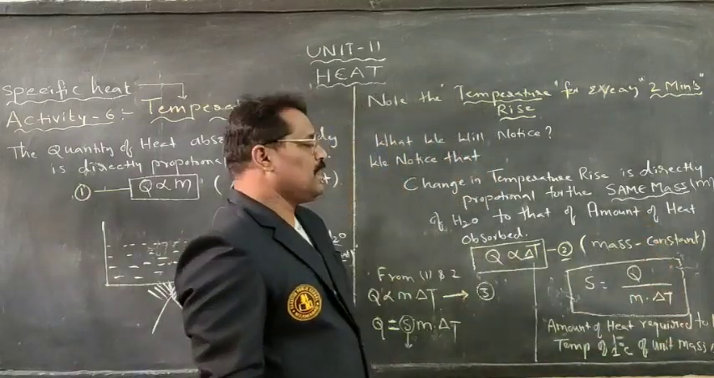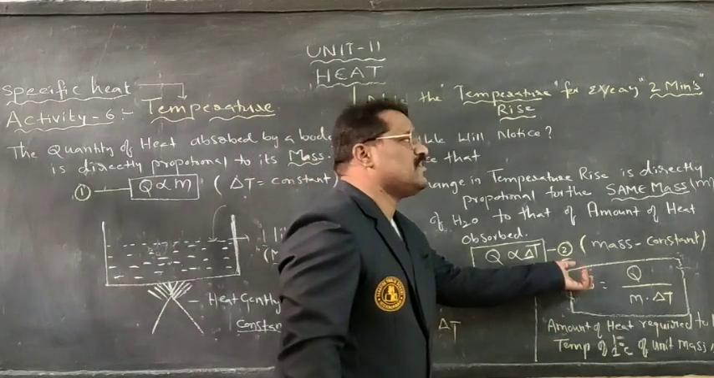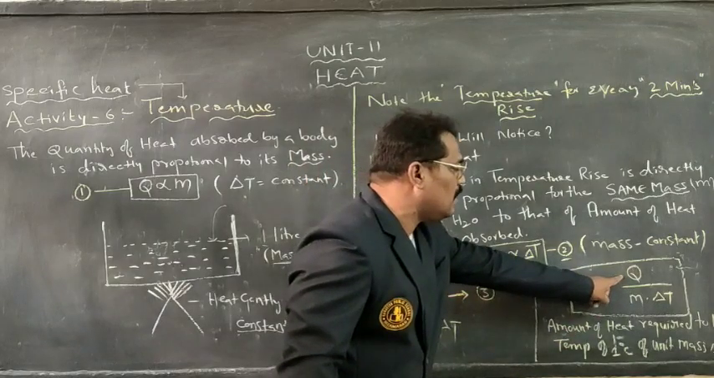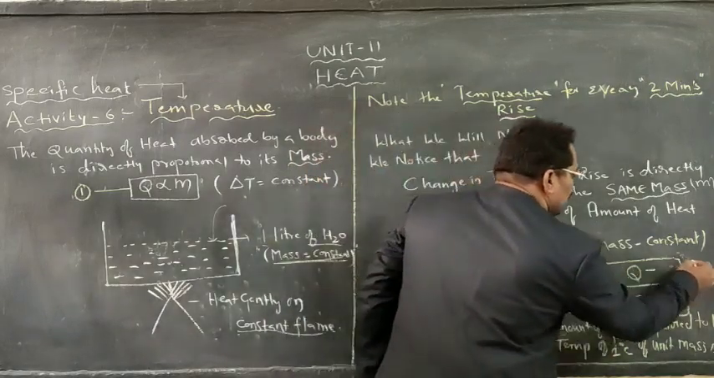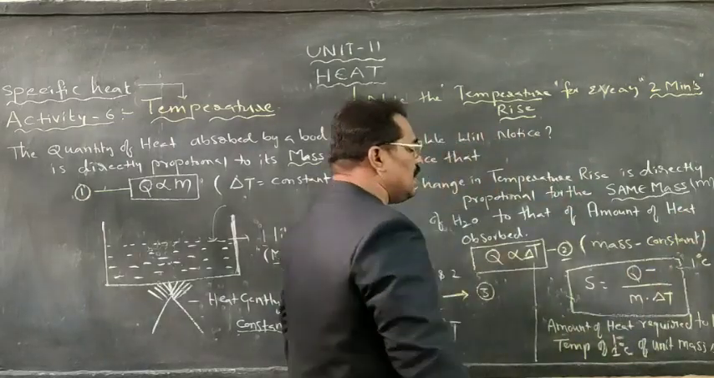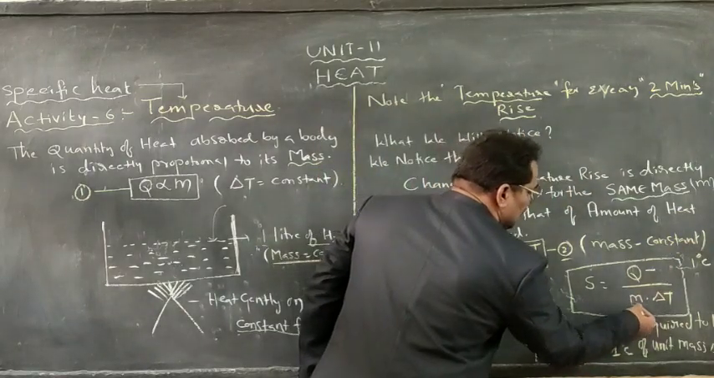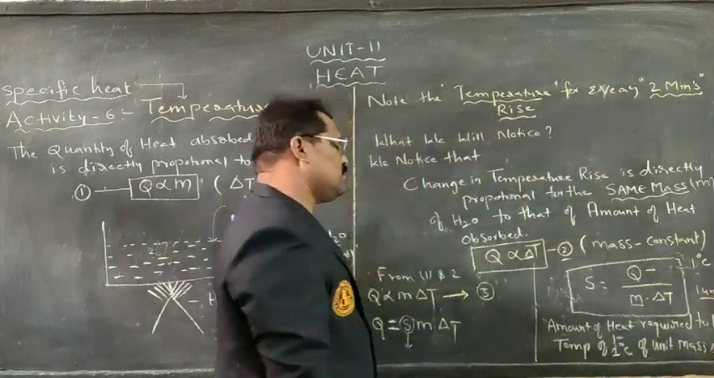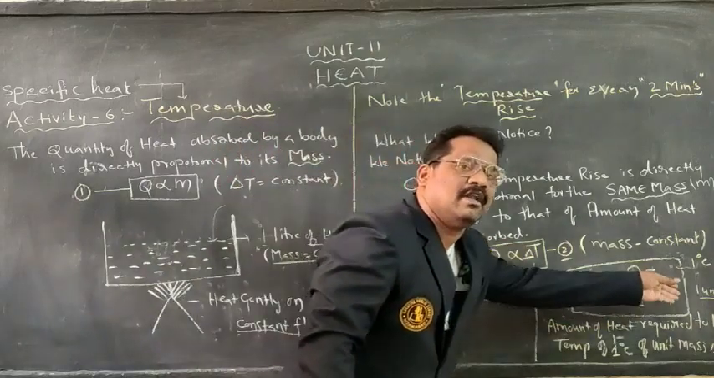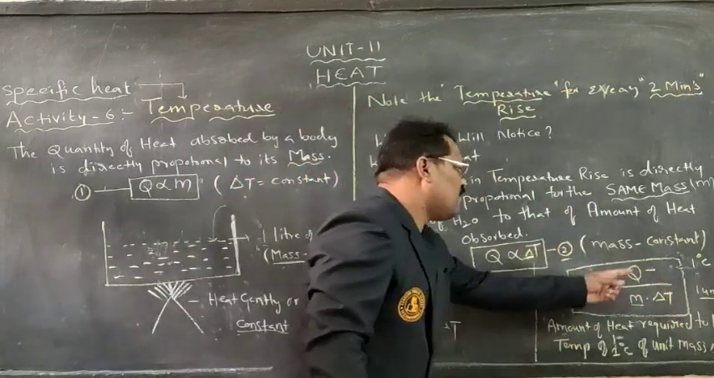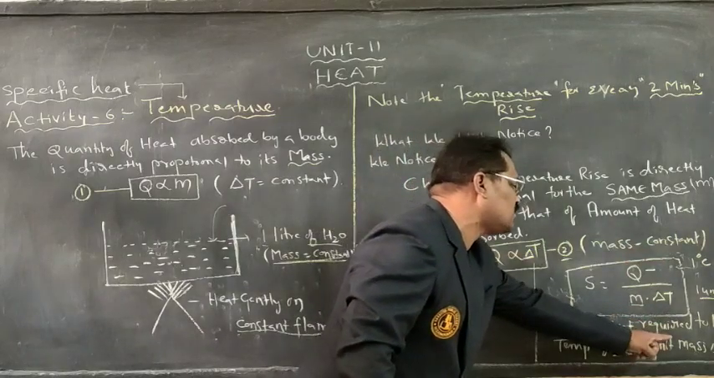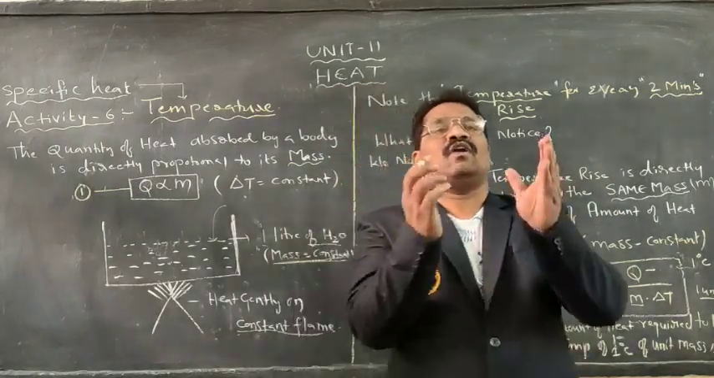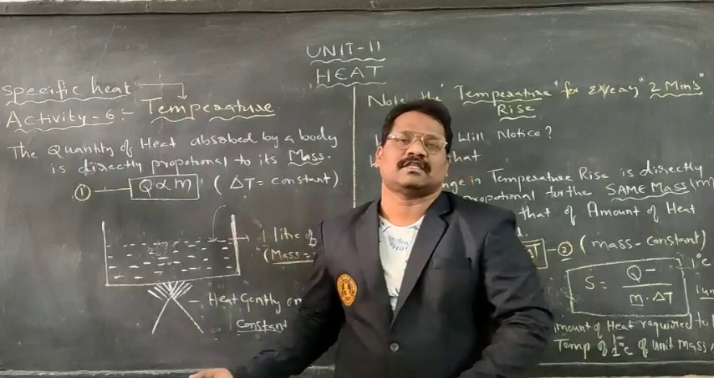From this, if you want to measure specific heat, S = Q / (M ΔT). That means, what is specific heat? Specific heat of a substance is the amount of heat required to raise the temperature by 1 degree centigrade per unit mass of a substance, for 1 unit. The amount of heat required to raise the temperature of unit mass of a substance by 1 degree centigrade is called specific heat. Its units we have already discussed clearly.